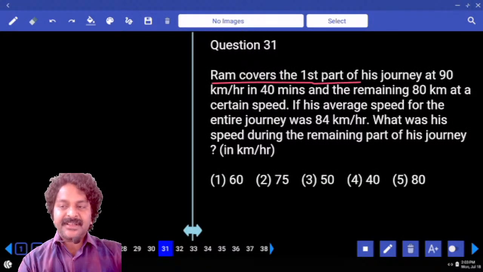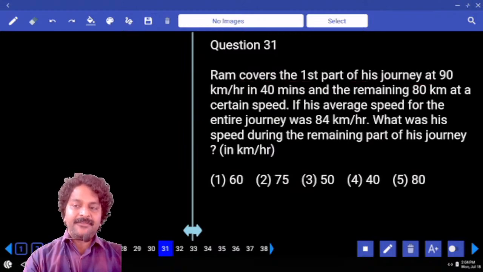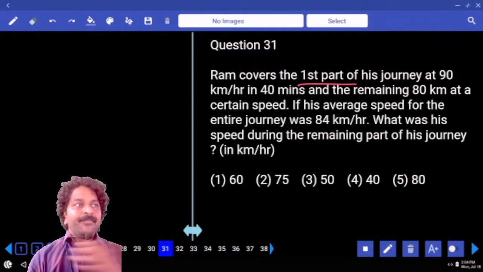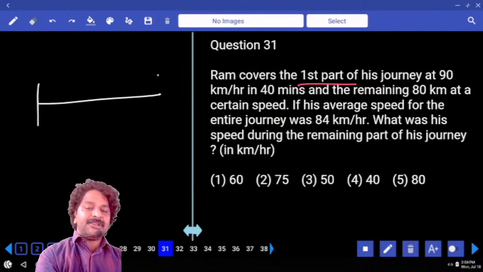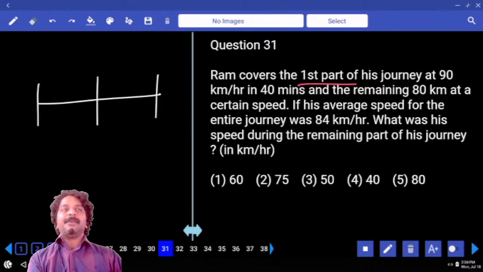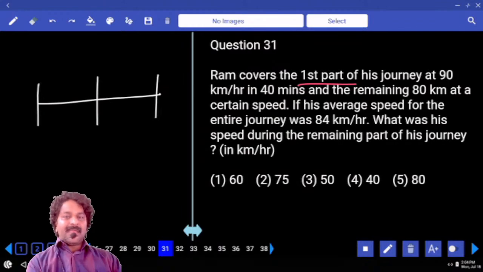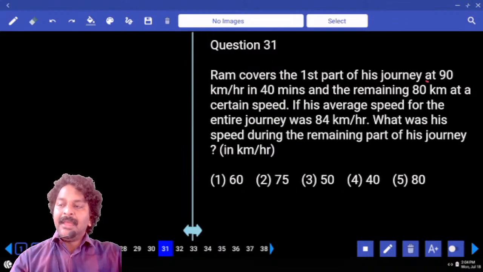Ram covers the first part of his journey. Understand the information carefully. They said first part, but they did not say first half. If they say first half, that means out of the total distance, two equal distances are there, correct? So to calculate average speed, probably we can use 2ab by a plus b. But they simply said first part only.